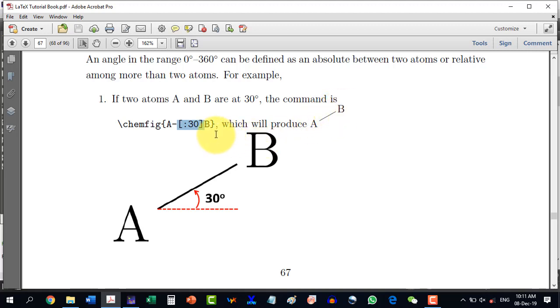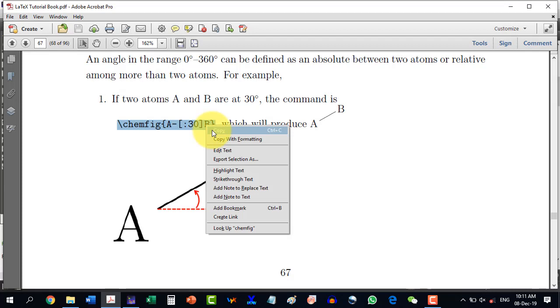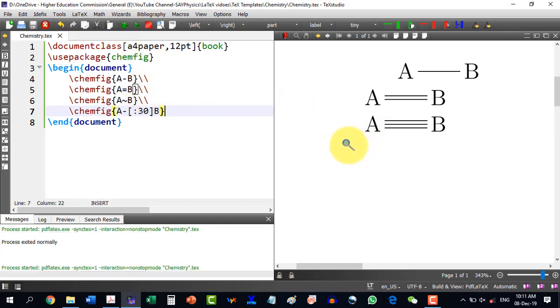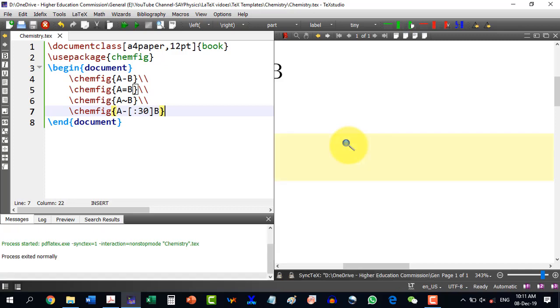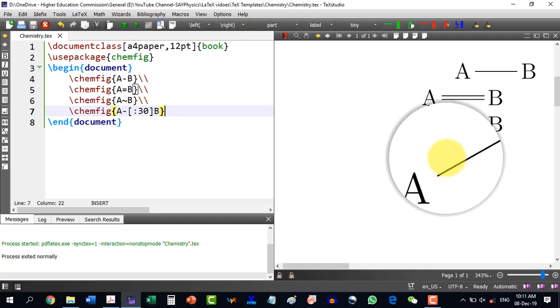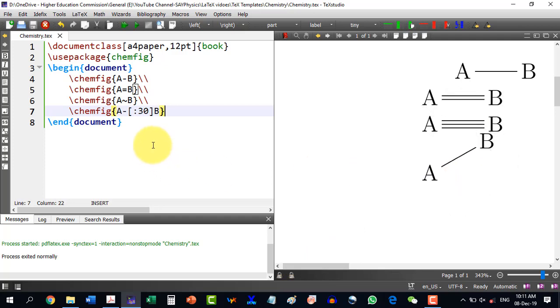So let me copy this command. We can write this command as well and paste it. Here I execute this, and I can see that it has made an angle between A and B at 30 degrees.